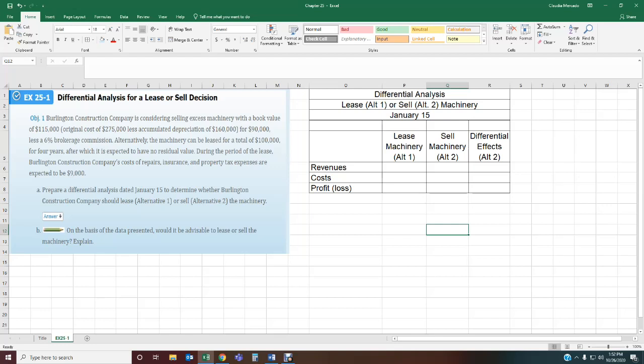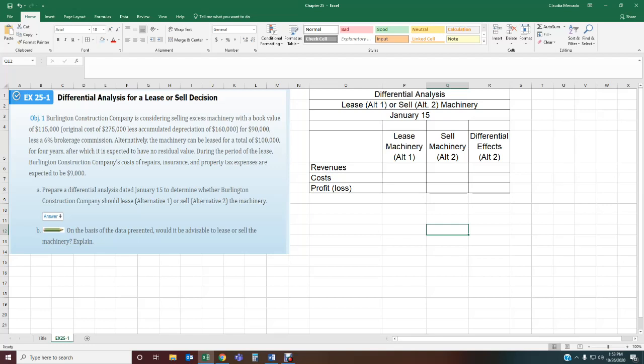Alternatively, the machinery can be leased for a total of $100,000 for 4 years, after which it is expected to have no residual value. During the period of the lease, Burlington Construction Company's cost of repairs, insurance, and property tax expense are expected to be around $9,000. So, requirement A. They're asking us to prepare a differential analysis dated January the 15th to determine whether Burlington Construction should either lease or sell the machinery.